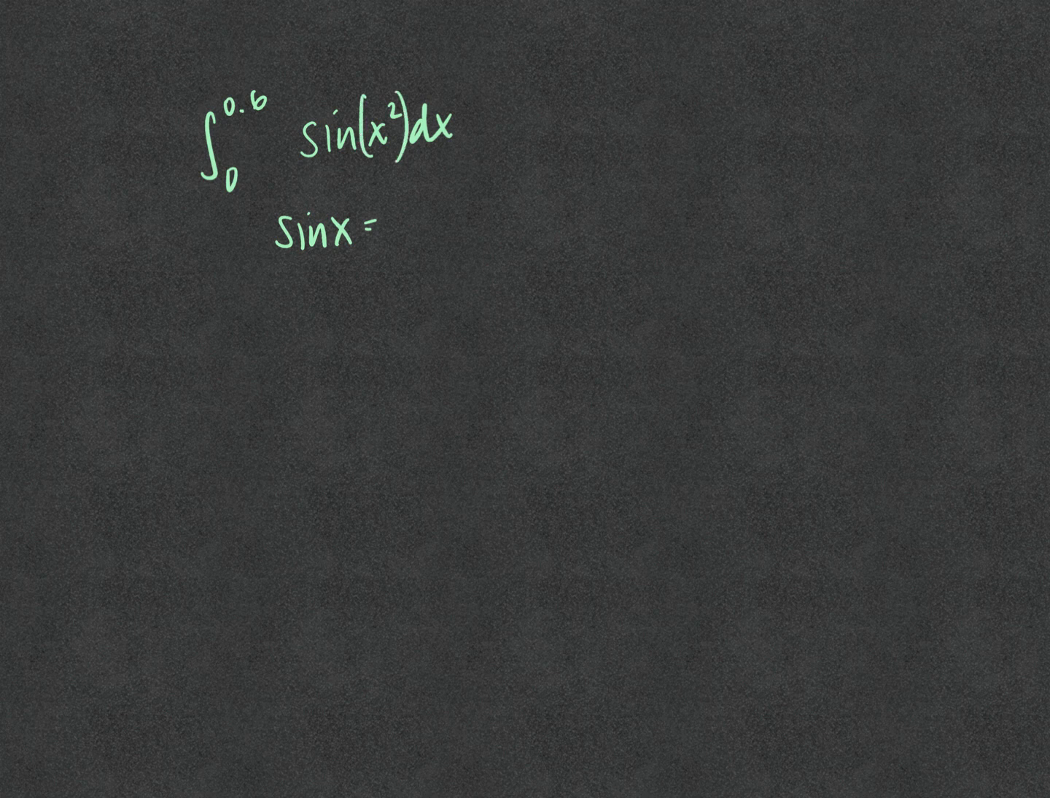Now notice you can't integrate this. You can't use u sub. You can't use trig, any of your methods. This is something that we can't find the antiderivative of. So you would have to use an approximation. And the series approximation is not bad.